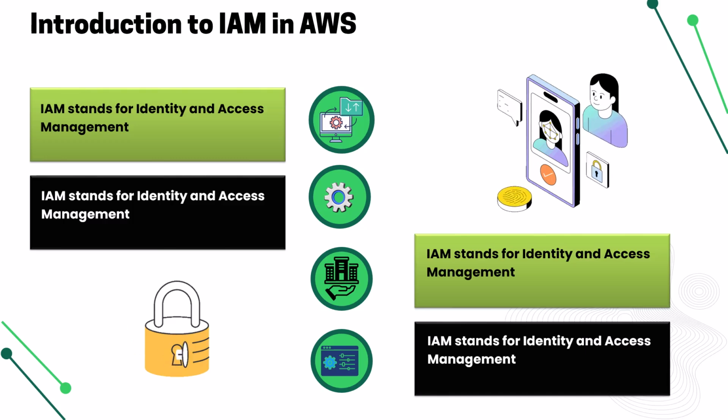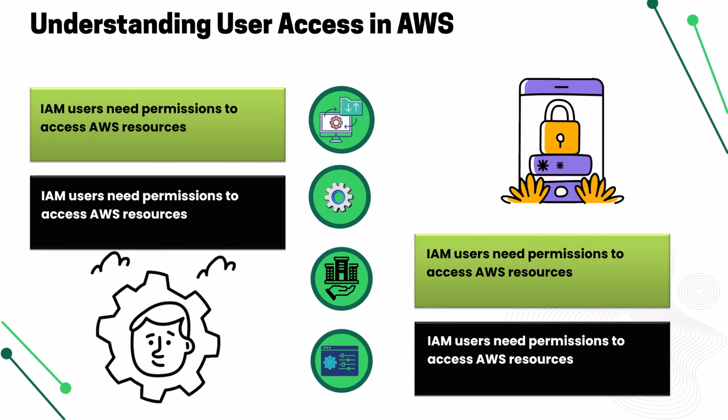Alright, let's start with IAM, Identity and Access Management. Think of IAM as the bouncer at a club, deciding who gets in and what they can do. It helps manage users and their permissions, ensuring security across AWS. Some users get VIP access, while others just get to peek inside. By setting roles and permissions, we make sure no one accidentally deletes the entire infrastructure, because that would be a very bad day. Now let's talk about user access.